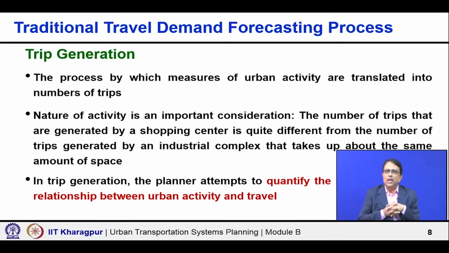So, why am I saying the relationship? Because my input to the trip generation process is urban activity forecasts, and what I am getting as output is the trip generation, number of trips. So, that means somewhere the number of activities are getting translated to number of trips. So, we are basically developing the relationship: if this is the type of activity, then this is going to be the number of trips. So, I can say that the planner attempts to quantify the relationship between the urban activity and the travel.